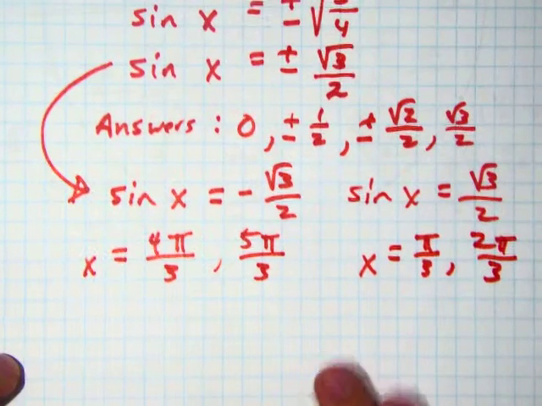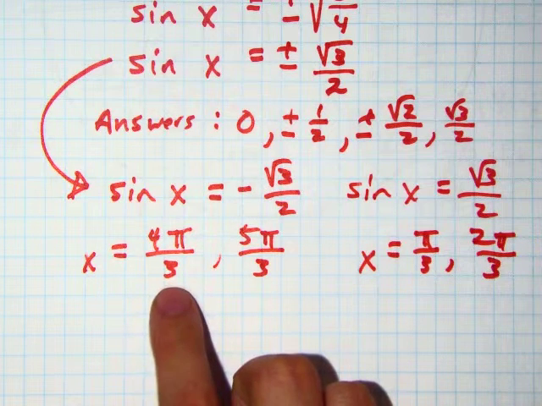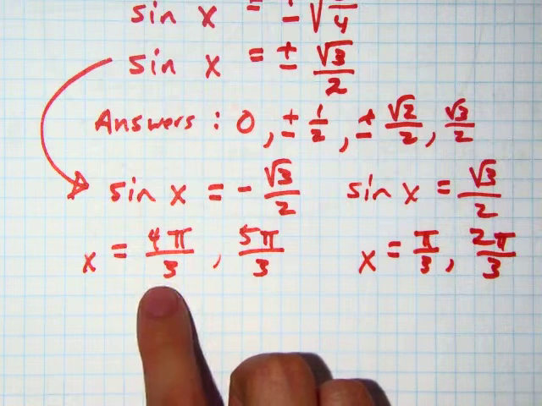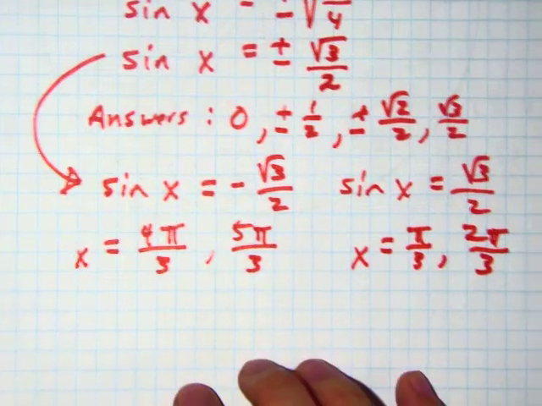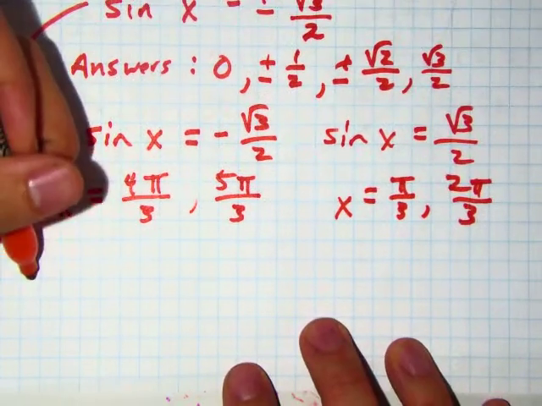Again, this is where you have to remember what the period of sine x is. The period of sine x is 2 pi. So that means we can take this answer and add 2 pi to it, and we would also get the same answer. Here you could add 2 pi, here you could add 2 pi. Okay, so this is going to be a very fun answer.